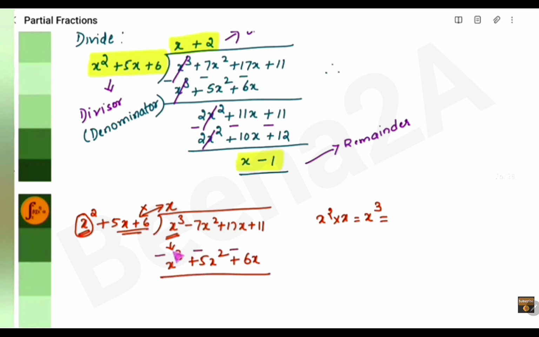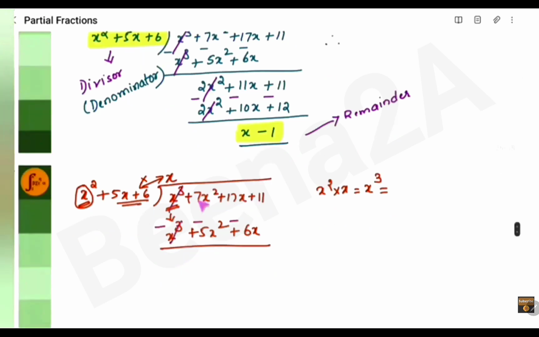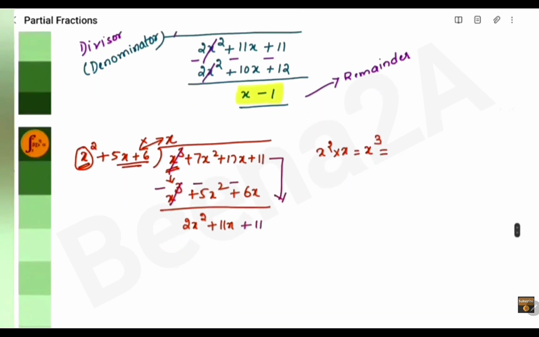When I subtract, x cube and x cube will get cancelled. So when I subtract this, I'll get 2x square plus 11x, and then I'll carry forward this one, plus 11. Now I'll have to continue one more time because I carried forward this number. I have to do this entire cycle once again. Now I'll do the first term, which is 2x square. What should I multiply with x square so that I get 2x square? It should be 2. So let me first put plus. I should multiply with plus 2.